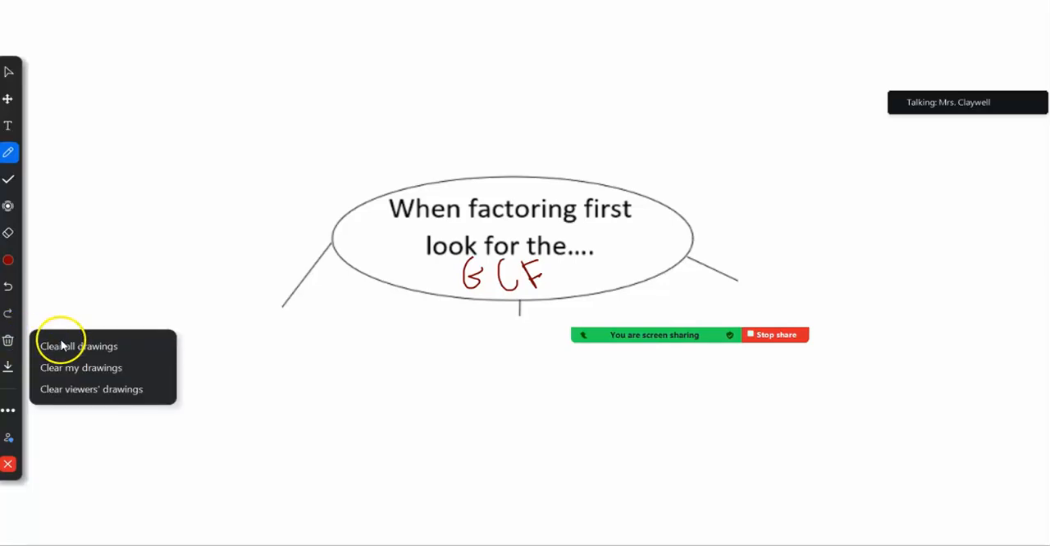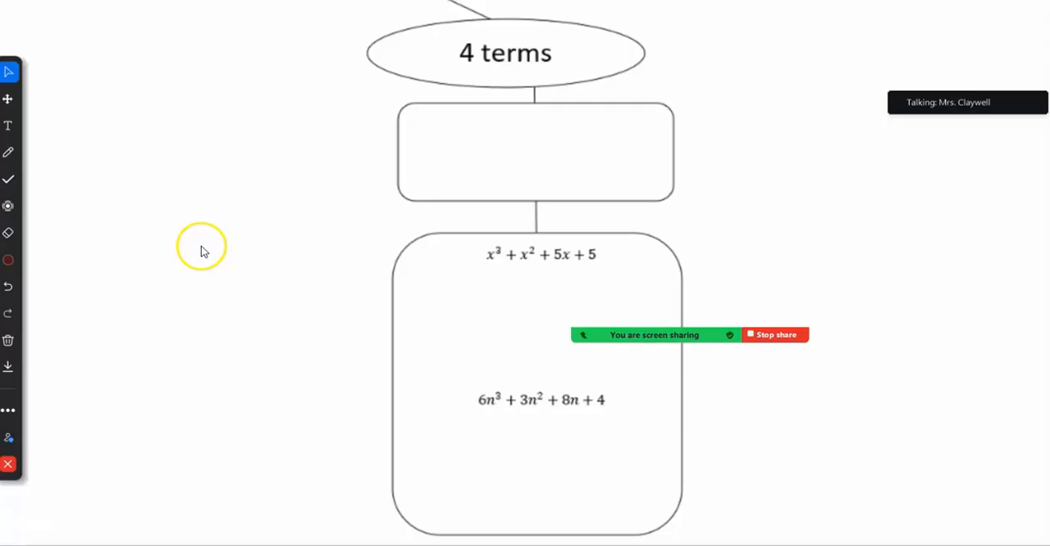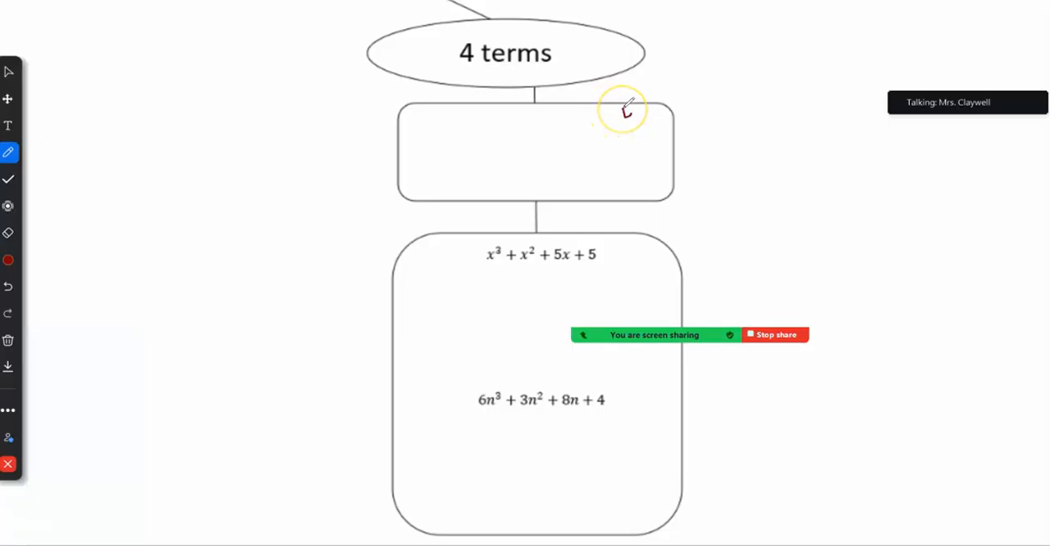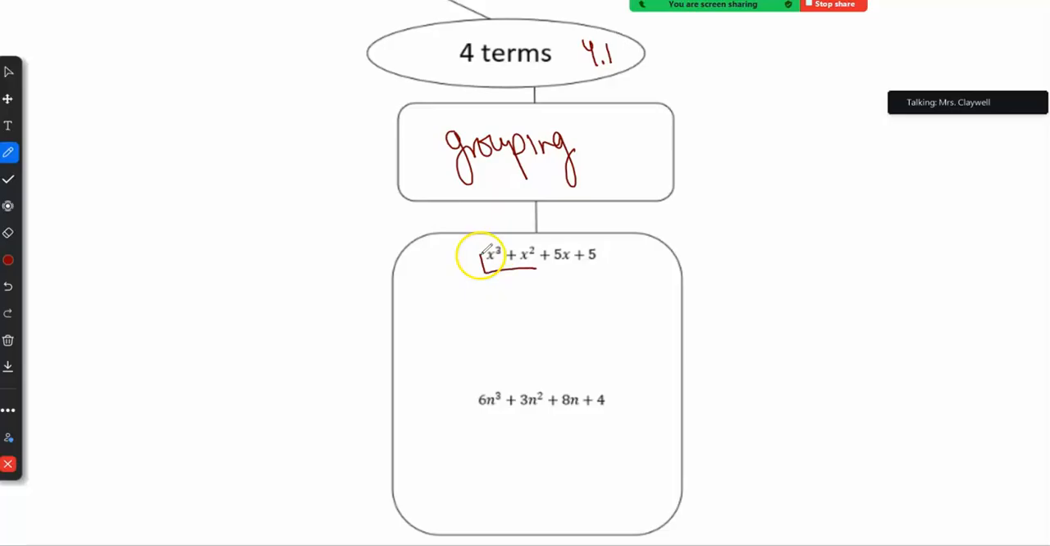So once we've looked for the greatest common factor, we look for the number of terms that we have. We're going to go ahead and fill out the 4 terms first, because that's the one that we learned. We learned this, and this was lesson 4.1, and it's called grouping, where we look and see what the first 2 terms have in common and the second 2 terms have in common.